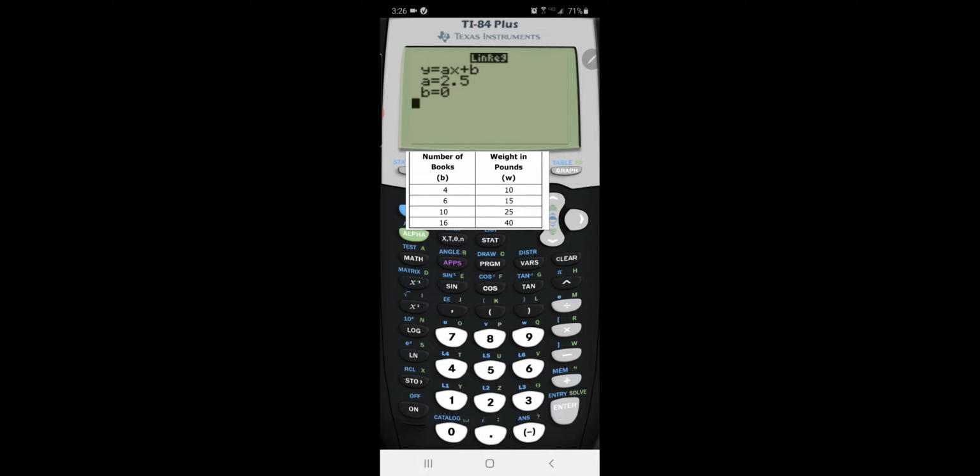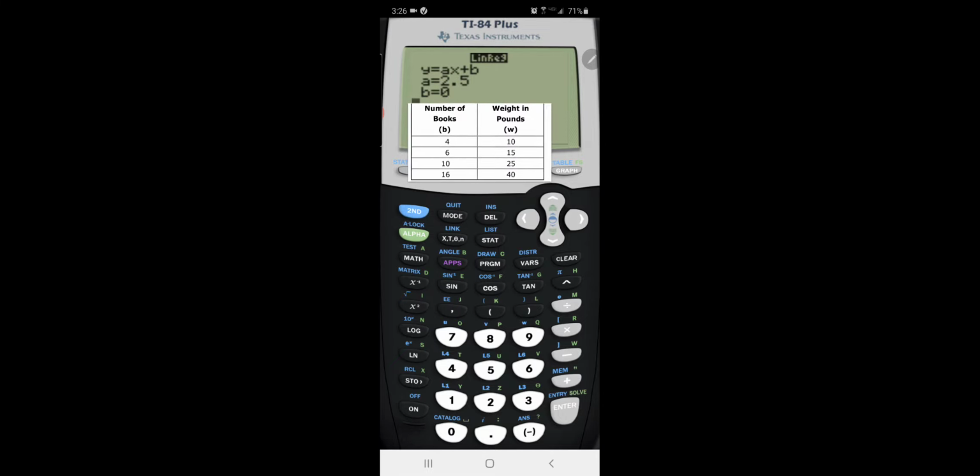Plug that in. Okay. Hopefully you can see what it's doing. It just gives you the equation y equals ax plus b. Then it gives you the a value. Plug that into the a. It gives you a b value. Just plug it into the equation. And so, like I said, you get y equals 2.5x.